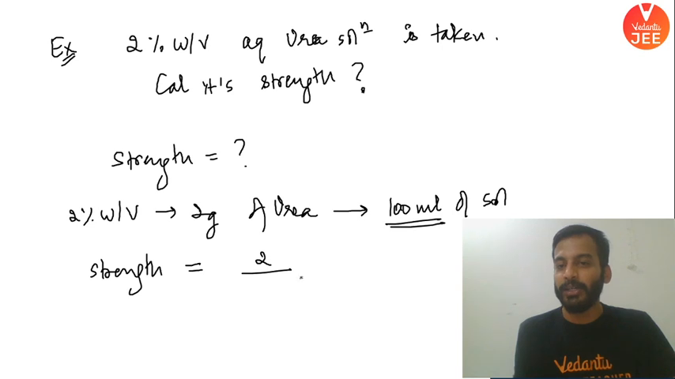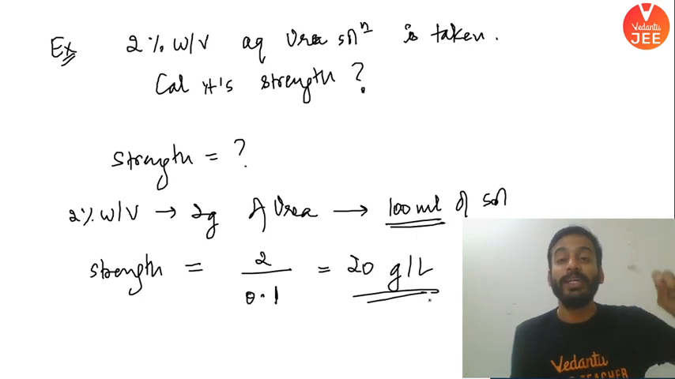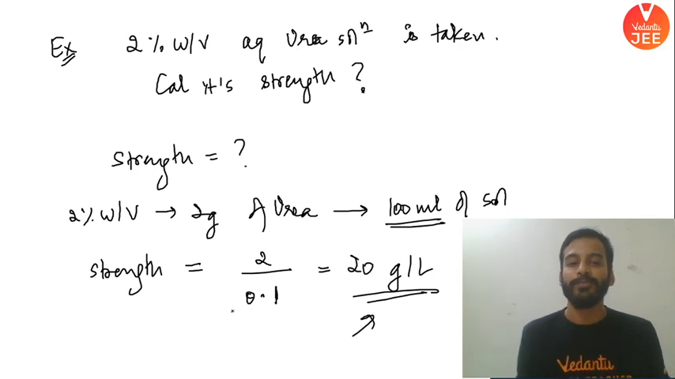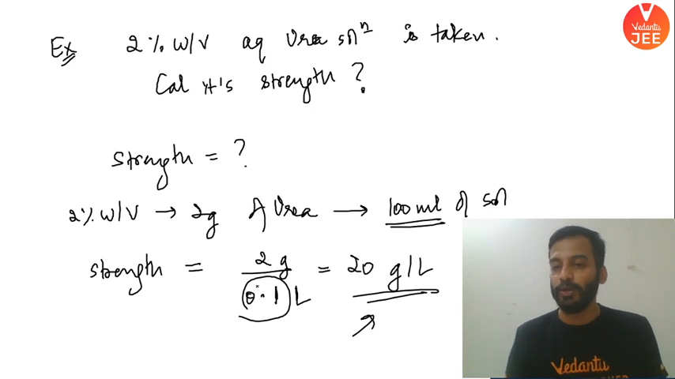So 100 का कितना हो जाएगा? 0.1, right? So it will come 20 gram per liter. Means 20 gram is dissolved in 1 liter solution. ठीक है, so इसका आंसर है 20. ये आ गया लीटर में. This is in liters, this is in grams. I hope it is clear.